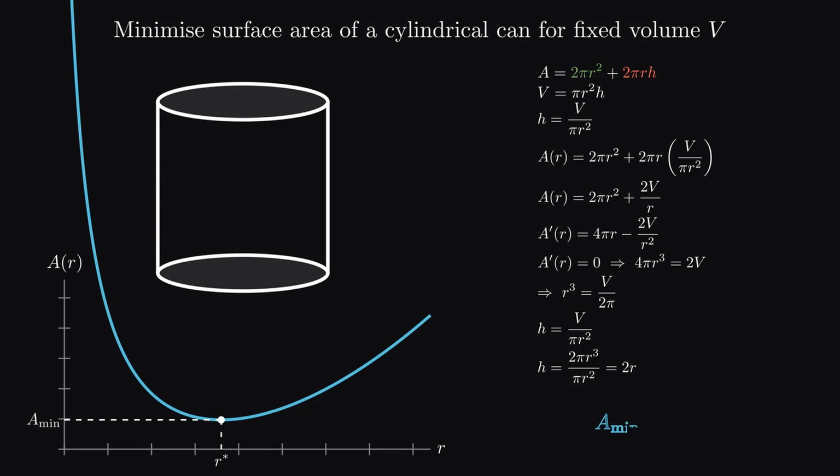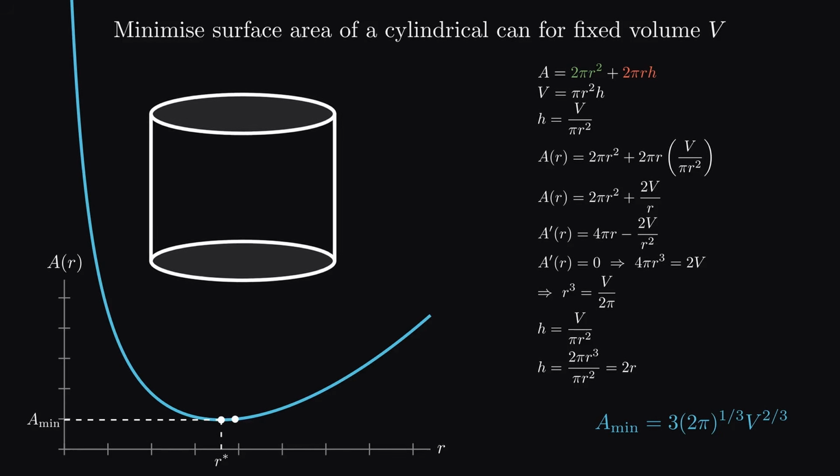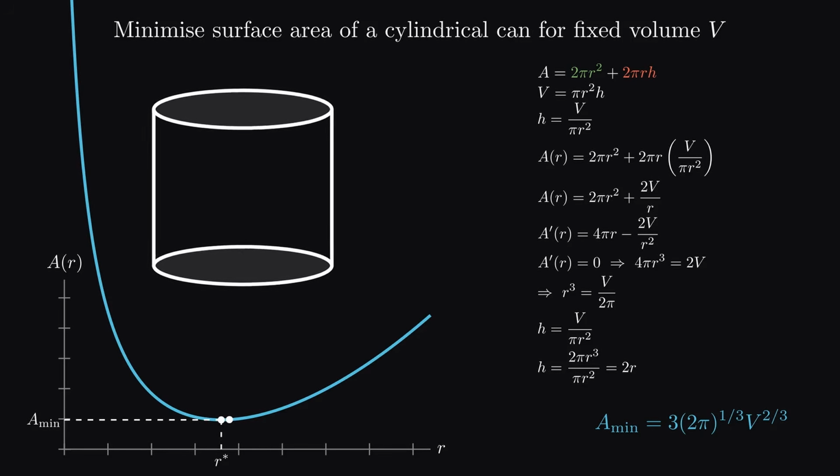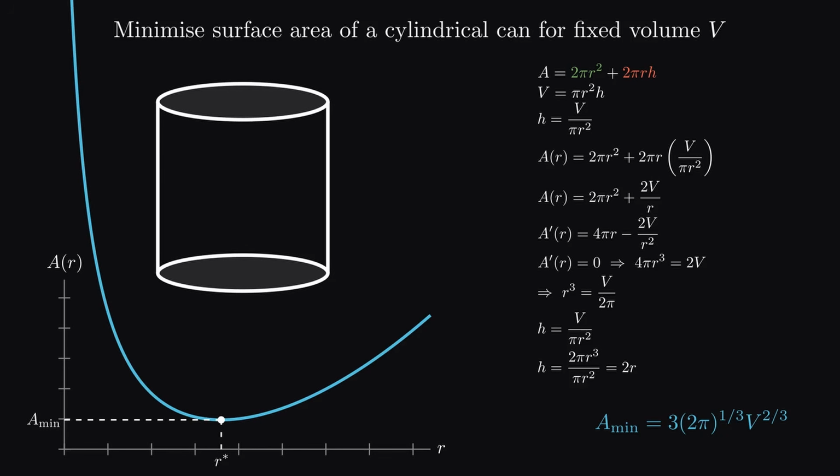A really important point I want you to note is that if we change the radius just a little bit away from this optimal point, then the area shouldn't change very much. This is a key insight that we're going to use later on when we talk about the calculus of variations.